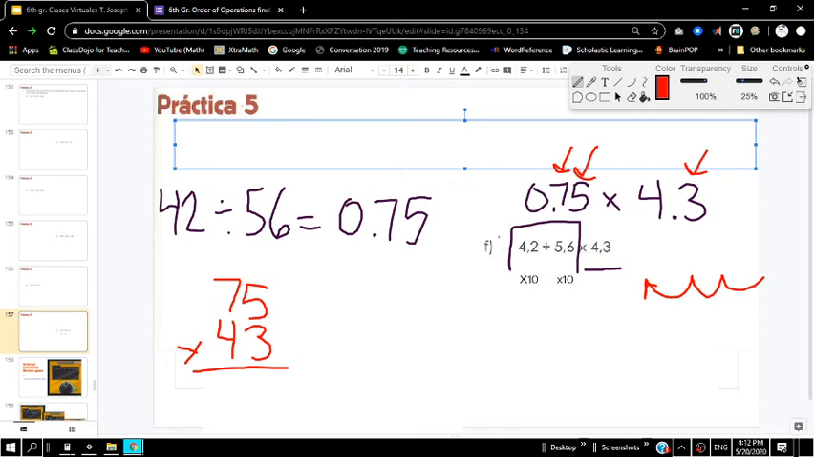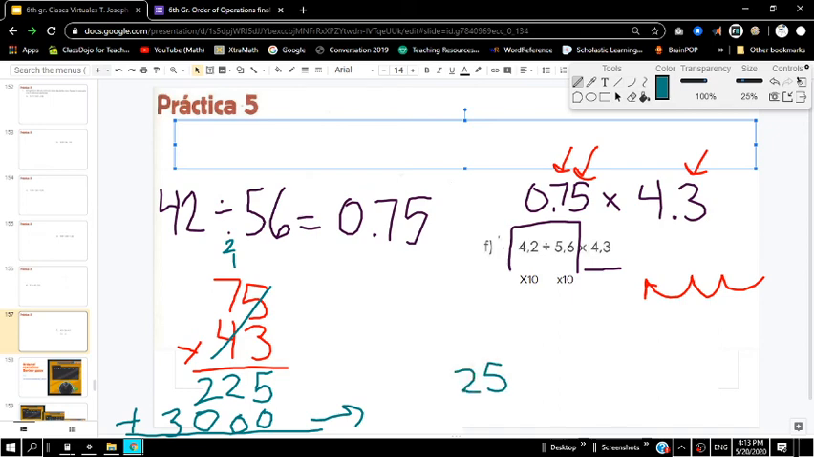Let's multiply 75 times 43. Well, 5 times 3 is 15. 7 times 3 is 21, plus 1 is 22. I'm going to put my 0 right there. 5 times 4 is 20. Put my 2 on the top. And 7 times 4 is 28, plus 2 is 30. I don't have a lot of space, but if I add all this up, I'm going to put my answer right here. We have 5 in the 1 spot, 2 in the 10 spot, 2 in the 100 spot, and 3 in the 1,000 spot. 3,225. Now that's what it appears to be.